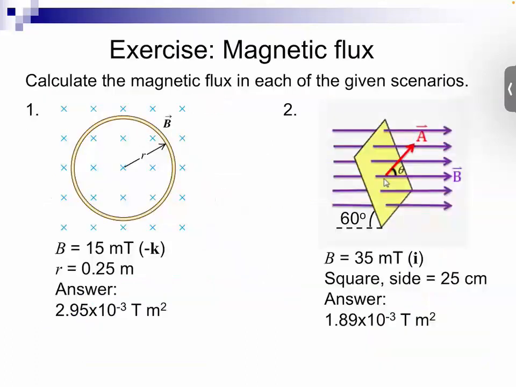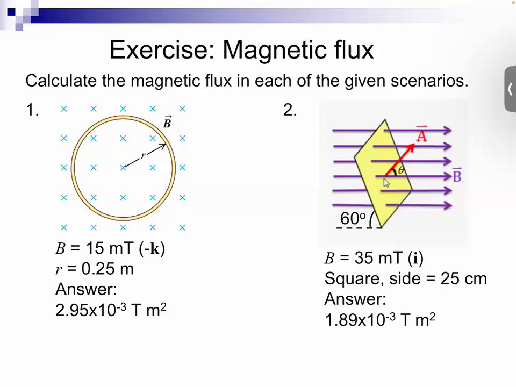Good. So let's try these two exercises to find the magnetic flux through these two surfaces. In the first one, you have a ring, and you have magnetic field lines that are pointing into the page. All right, so it's essentially like this. Say you have magnetic field lines and you have the ring in this orientation.